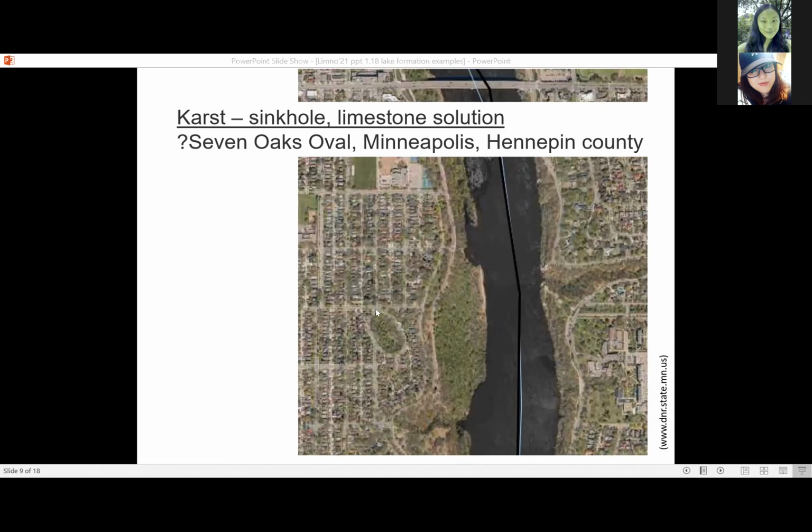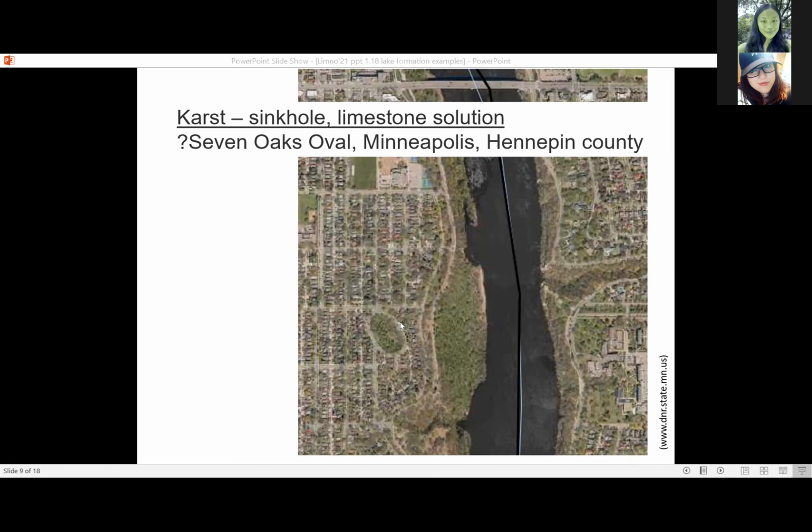So anyways, this is extremely deep. I don't know if you can tell that these are treetops, and the treetops are like at ankle height when you're on the sidewalk next to it. So I'm pretty sure this is a sinkhole, but so far as I know, it doesn't hold water. If it did, it would be the only karst lake in Minnesota that I know of.